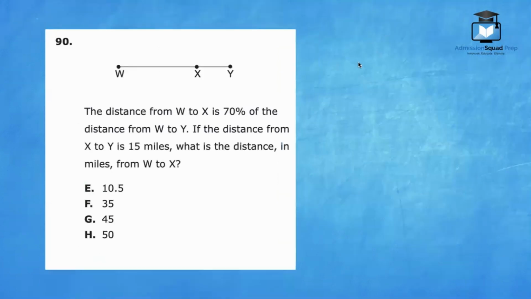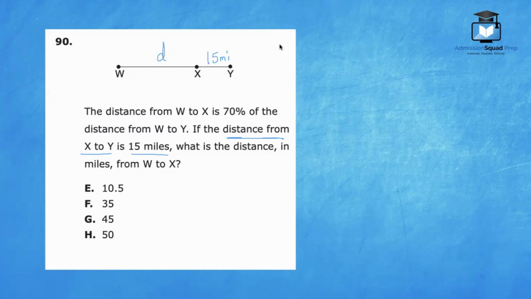Number 90. The distance from W to X is 70% of the distance from Y to W. If the distance from X to Y is 15 miles, what is the distance in miles from W to X? Let's label the information we know. The problem states that the distance from X to Y is 15 miles. So we can fill that information in. We can label the length of line segment WX using the variable D to represent distance.